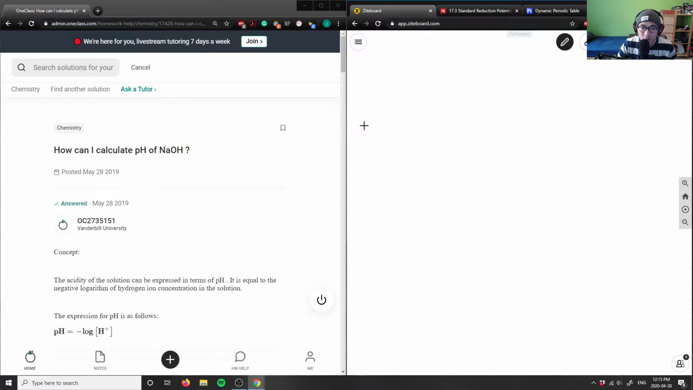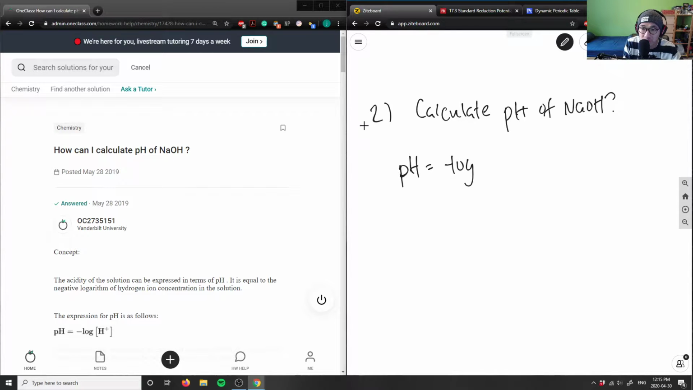So asking, how do I calculate the pH of NaOH? This is a very vague question. If I were to calculate the pH of anything, I need to be given a concentration. How we calculate pH, usually we have this formula here: pH equals negative log of our hydronium ions, H3O plus, right?